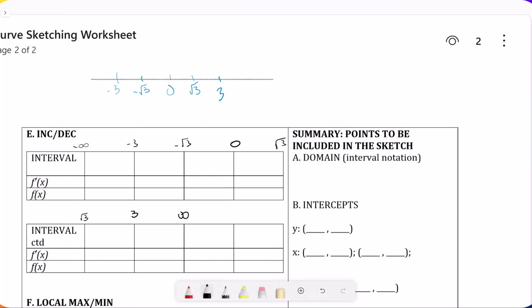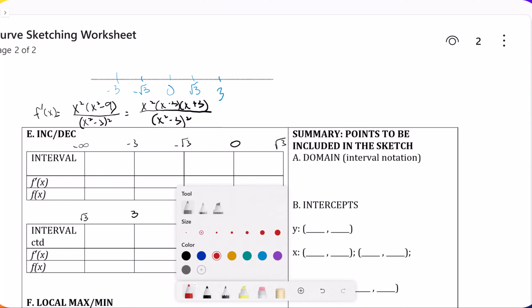Okay, so the question is, what's happening to f prime on these places and spaces? Now, recall that f prime was equal to x squared minus 9 over x squared minus 3 squared. It's equivalent to x squared, x minus 3, x plus 3 over x squared minus 3, quantity squared. Now, you're not necessarily going to need to factor it all the way. I like doing it. It just makes things a little bit easier as we proceed.